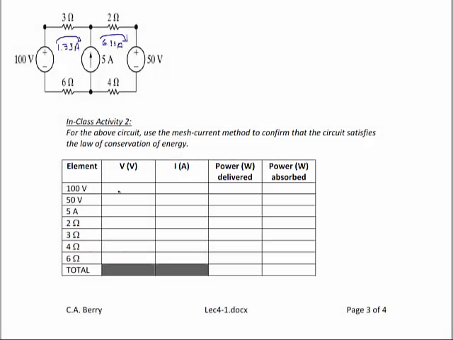So now let's show that this circuit obeys the law of conservation of energy. The first thing we'll do is we'll label the voltages for the voltage sources and the currents for the current source on the table. So the 1.33 amps is the current for the 6 ohm, the 3 ohm, and the 6 ohm resistors. So let's put that on the table.